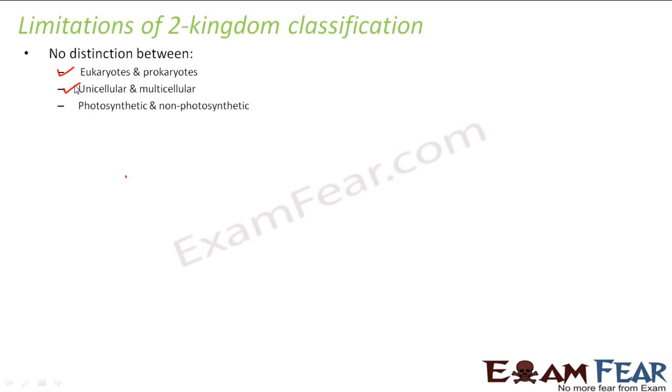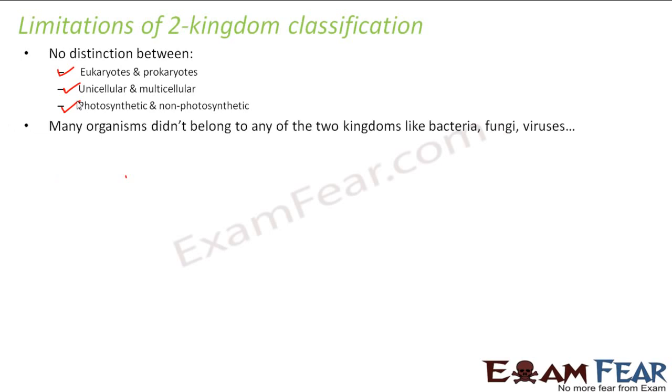There was no distinction between photosynthetic and non-photosynthetic. So in this case, there was no consideration given to the cell structure or the number of cells present in an organism or the food habit. Secondly, many organisms didn't belong to any of the two kingdoms, like bacteria, fungi, viruses. So it was also seen that there were some organisms which resembled neither the plants nor the animals. So they were either forcefully made to enter a particular group, or they were just lying outside. They were neither in plants nor in animals. So because of these major limitations, the two kingdom classification was again a flop.